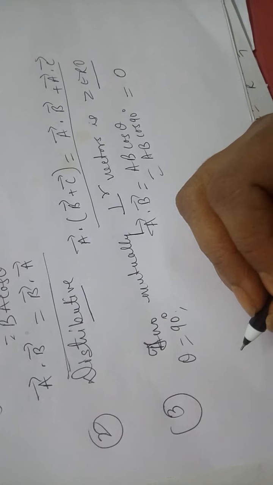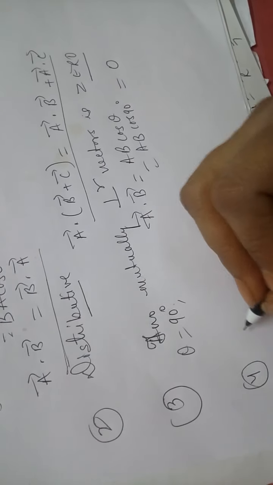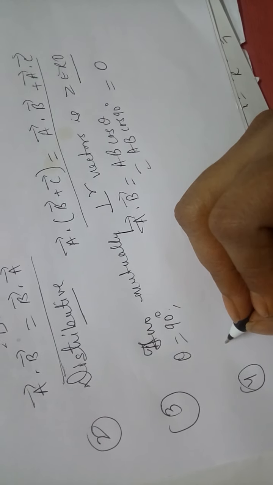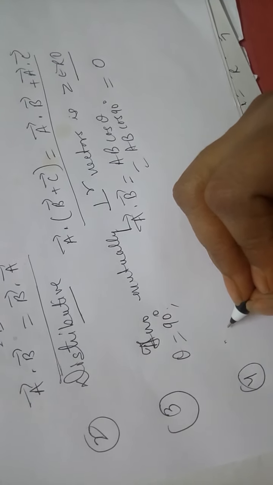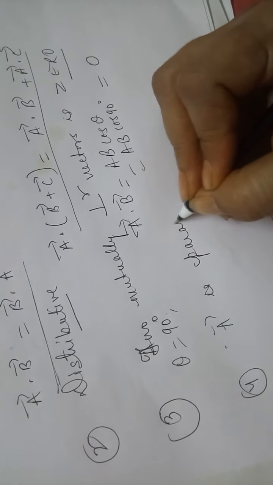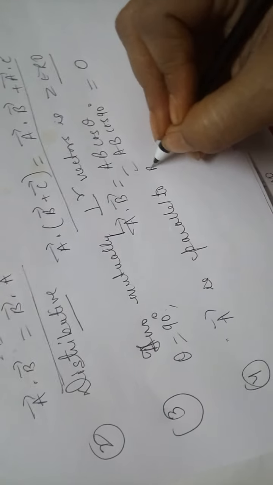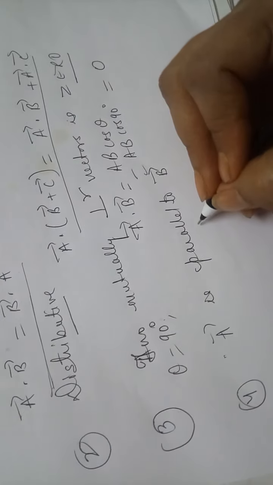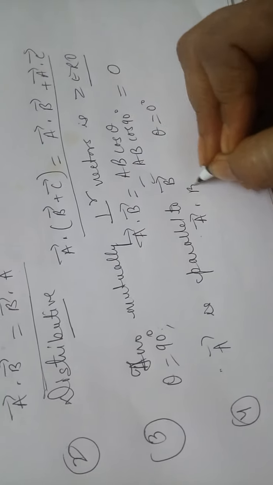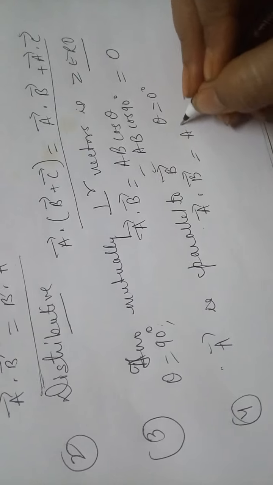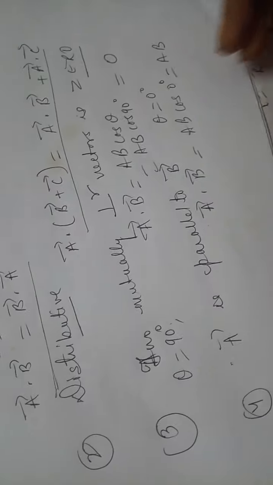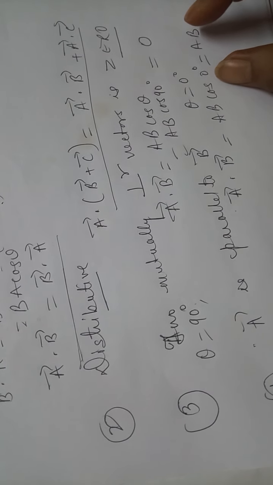Then what about parallel vectors? The scalar product of two parallel vectors is equal to the product of the magnitudes. If a vector is parallel to b vector, theta is equal to 0 degree. So a vector dot b vector can be written as ab cos 0 degree, and we all know that cos 0 degree is 1. So we simply get ab.